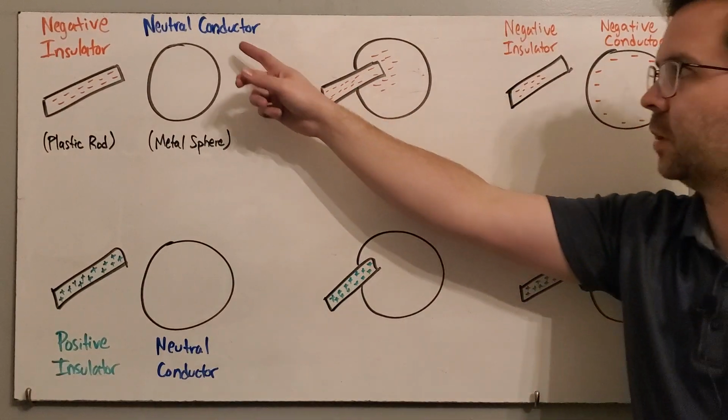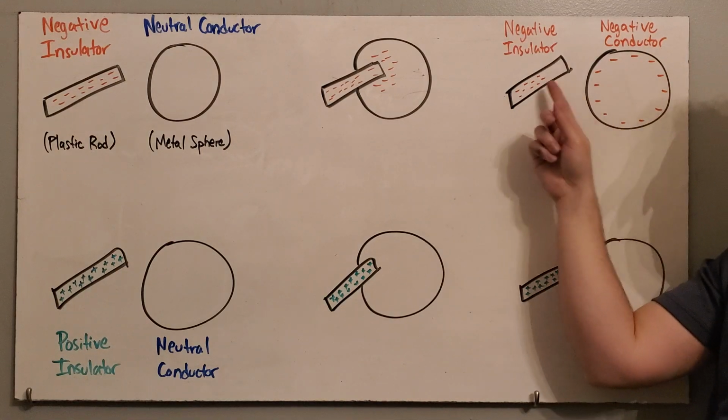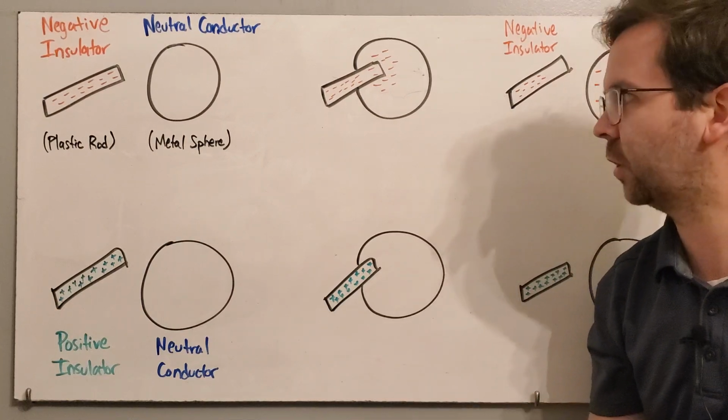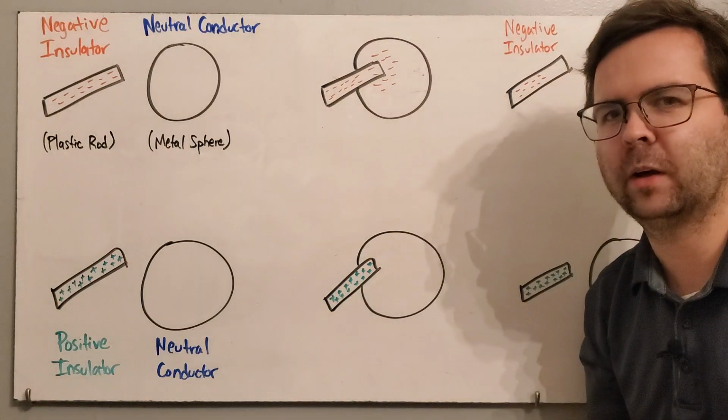So now the conductor was neutral, now it's negative, and they're all spread out around. The insulator is still negative too because it's still got some negative charges stuck there. So this is what happens to charge something negatively.